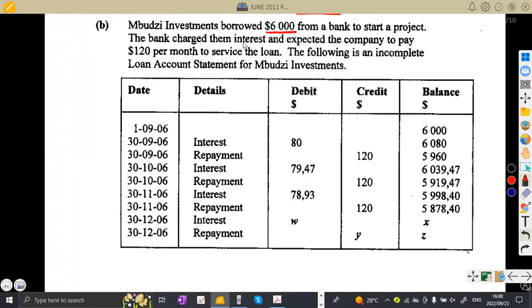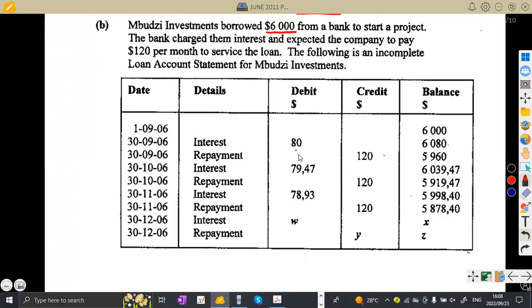The bank charged them interest and expected the company to pay 120 per month to service the loan. The following is an incomplete loan account statement for Mbudzi Investments. Okay, so let us see what these guys were actually having. It's a debit. A debit you add, isn't it? Yeah, you add. A debit, credit you subtract from your accounts concept, guys. So this 80, we add to this one, we get this, we subtract this, we get this, we add, subtract.